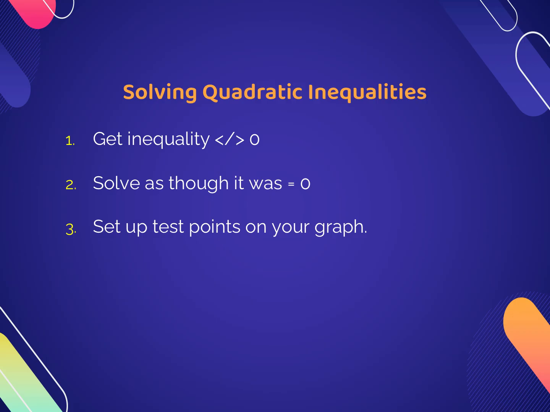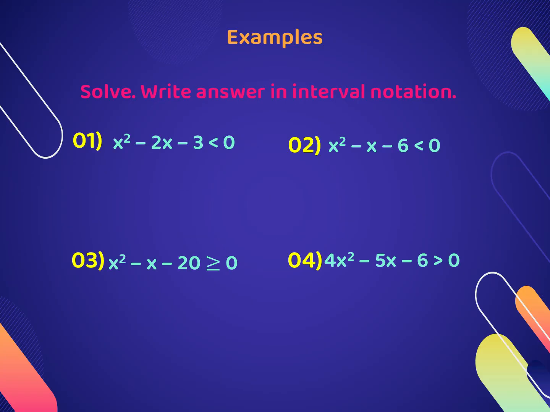Essentially, you would just get your inequality greater than or less than 0. Just like with equations, the majority of times we want to get 0 on one side, everything else on the other side. Then you're going to solve it as though it already had an equal 0, and set up test points on your graph to see where we have valid solutions. So let's actually try these.